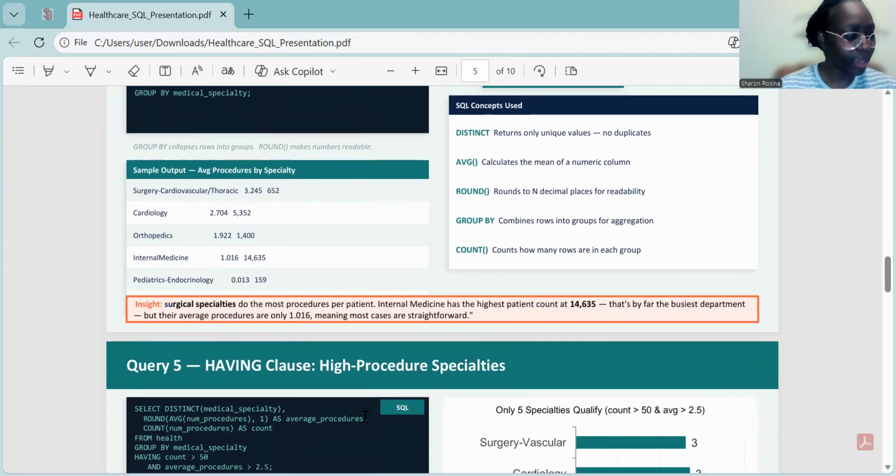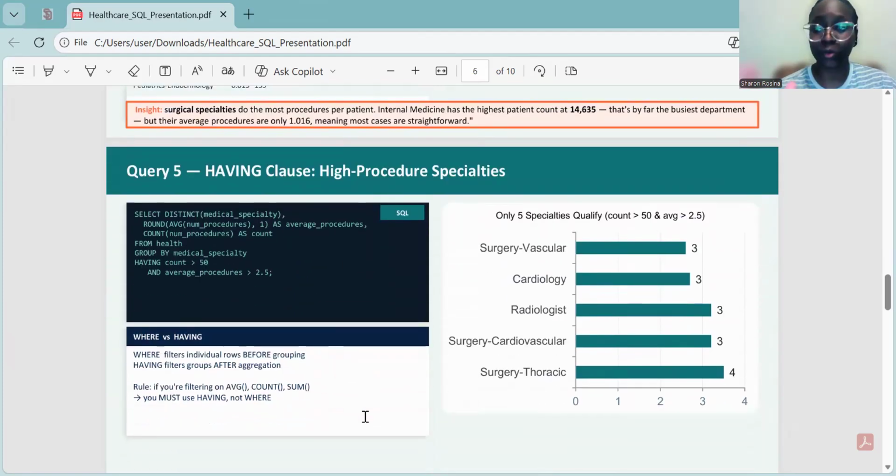Now, in my fifth query, this is the question I was trying to answer. Which medical specialties are both busy and doing a high number of procedures and therefore most likely causing longer hospital stays? So out of all the specialties, here I had to use distinct to get the medical specialty, rounding off the number of procedures, and it was from the health table because the health table is the one that contained it, and I used the having clause to aggregate. I wanted the count higher than 50 because you can be in a department that maybe does 1 procedure, 2 procedures, 3 procedures, but I wanted to understand those that are doing more than 50 procedures.